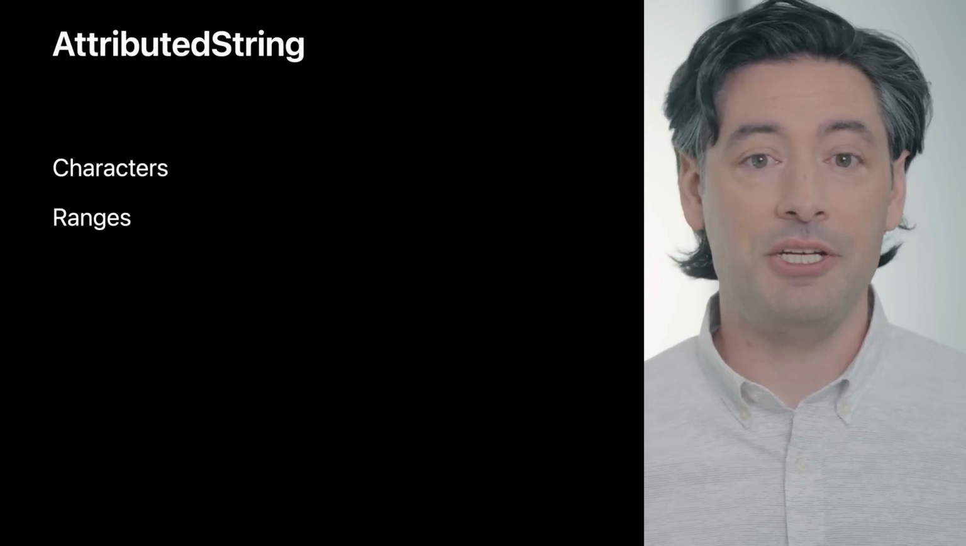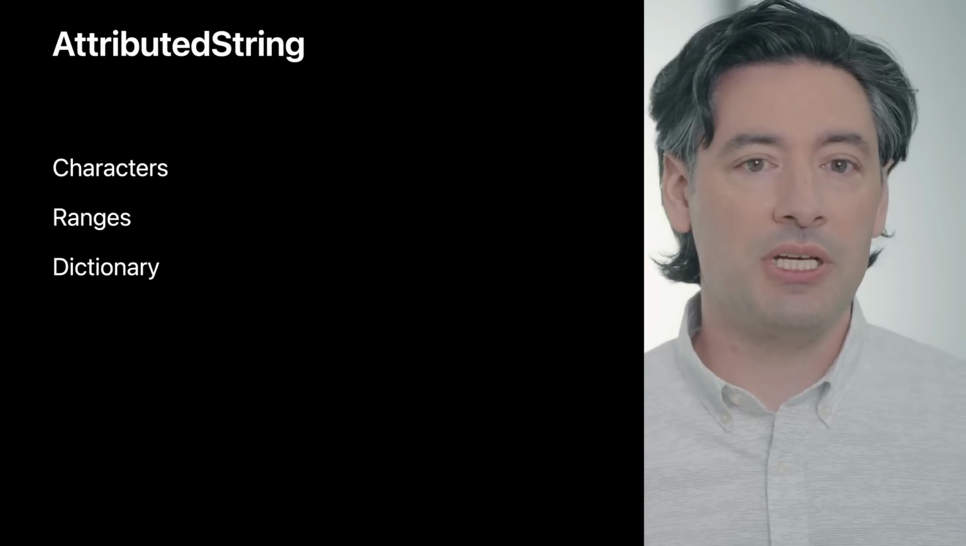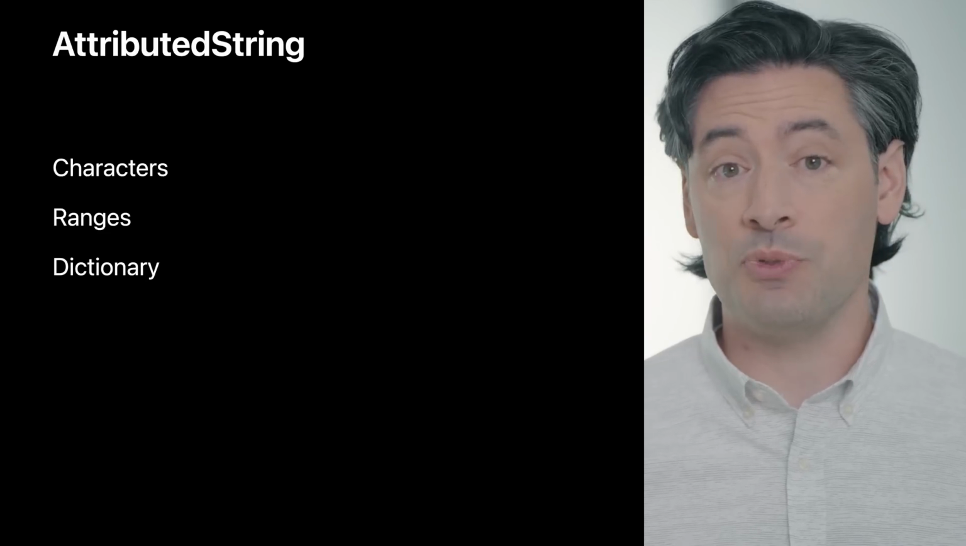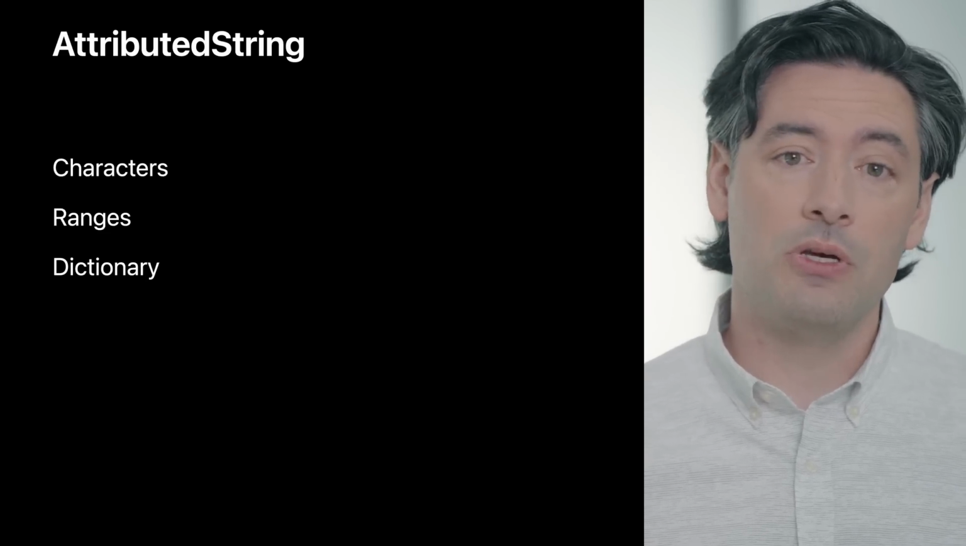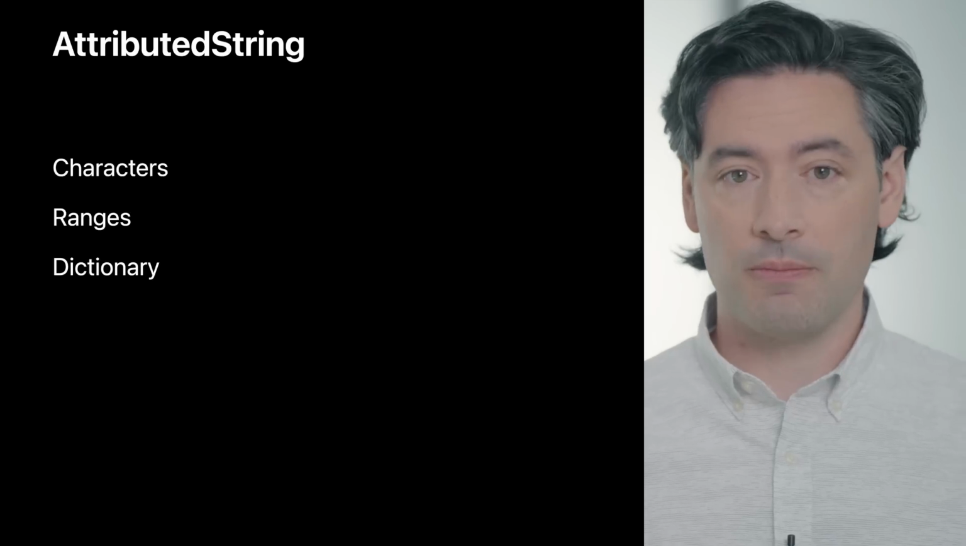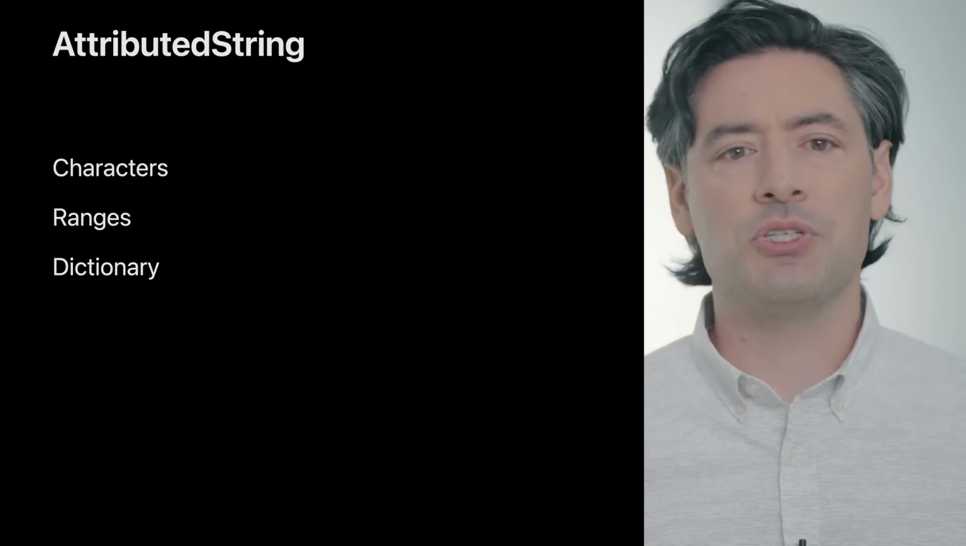An attributed string is a combination of characters, a set of ranges, and a dictionary. Attributed strings allow you to associate attributes, which are key-value pairs, to a specific range of a string. The most common attributes are defined by the SDK, but you can also create your own. You'll often find attributed strings in API that supports rich text. Let's look at an example.